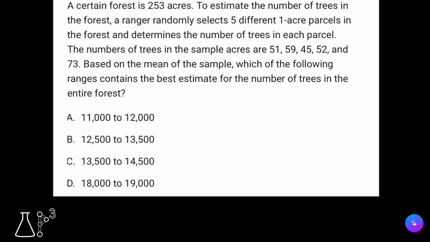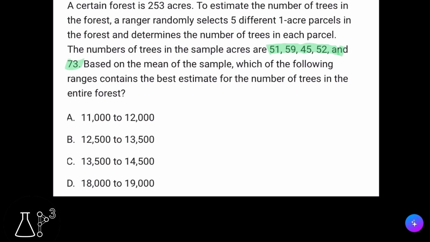Well, we can look for the mean of the sample, and that's going to be adding all the trees and dividing it by 5. Because like it says right here, a ranger selects 5 different 1-acre parcels in the forest and determines the number of trees in each parcel. So adding all the trees and dividing by 5 is going to give me the mean of trees per parcel. So let's look at the numbers. I have 51, 45, 59, 52, and 73.